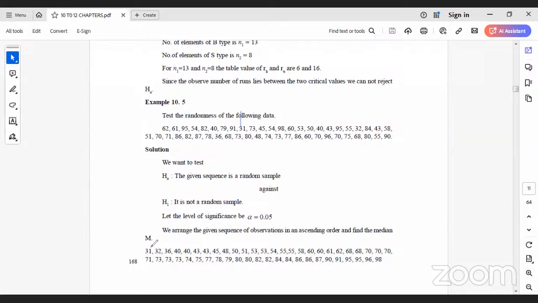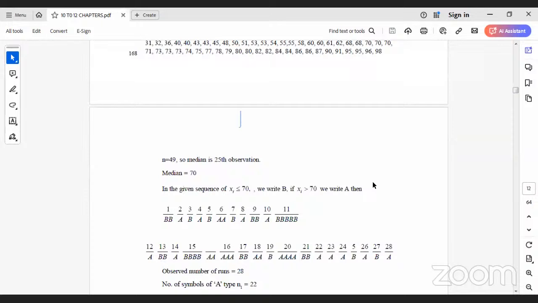Starting from 31, we write the given values in ascending order: 31, 32, 36, 40, 40, 43, 43, 45, 48, 50, 51, 53, 53, 54, 55, 55, 58, 60, 60, 61, 62, 68, 68, 70, 70, 70, 71, 73, 73, 73, 74, 75, 77, 78, 79, 80, 80, 82, 82, 84, 84, 86, 86, 87, 90, 91, 95, 95, 96, 98. So n is equal to 49.